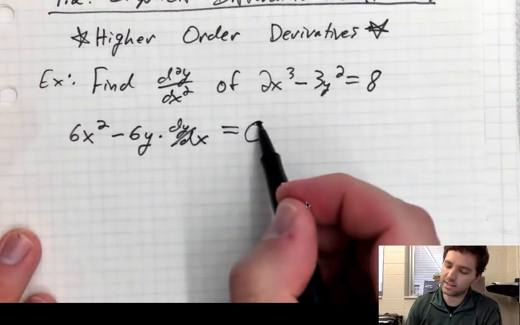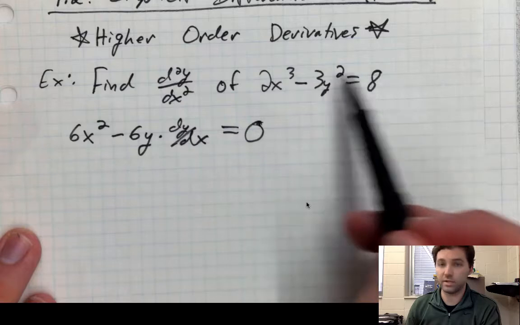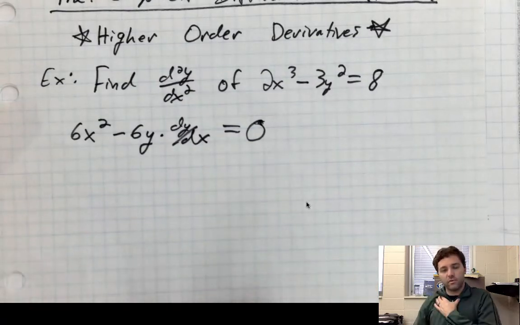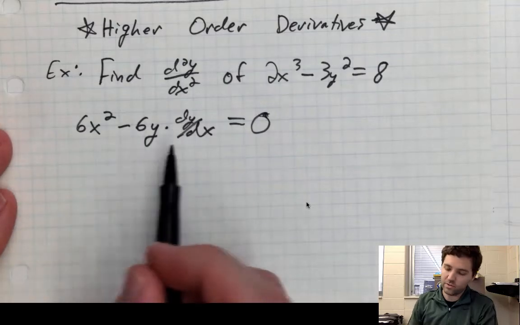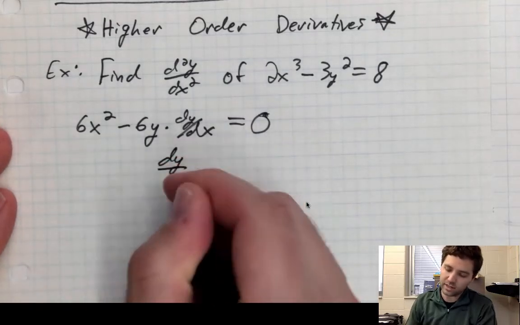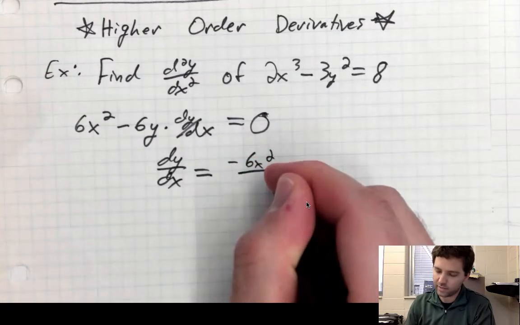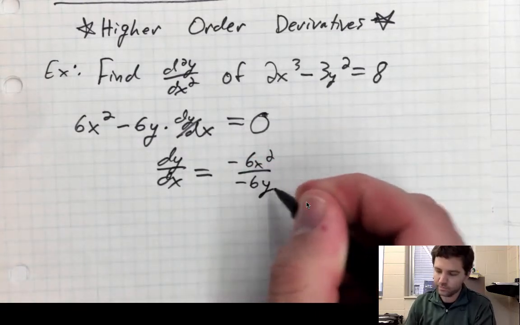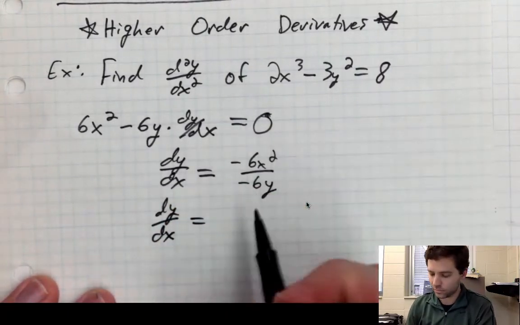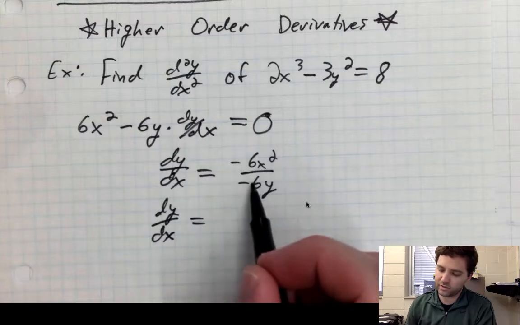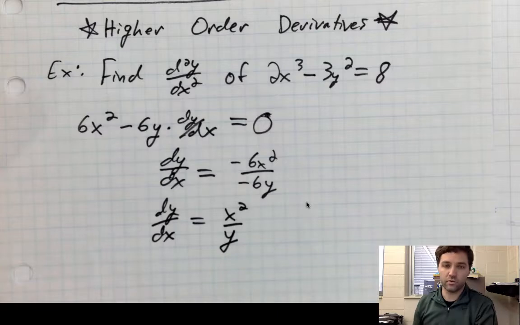Be careful. It's easy to forget to derive this constant out here. But you're deriving both sides, so you get 0 for the derivative. Okay. Now, we are going to get dy dx by itself. When you do that, you will end up with this. dy dx is equal to negative 6x squared divided by negative 6y. Then, negative 6 over negative 6 is just 1, so you get x squared over y. So that is your first derivative.